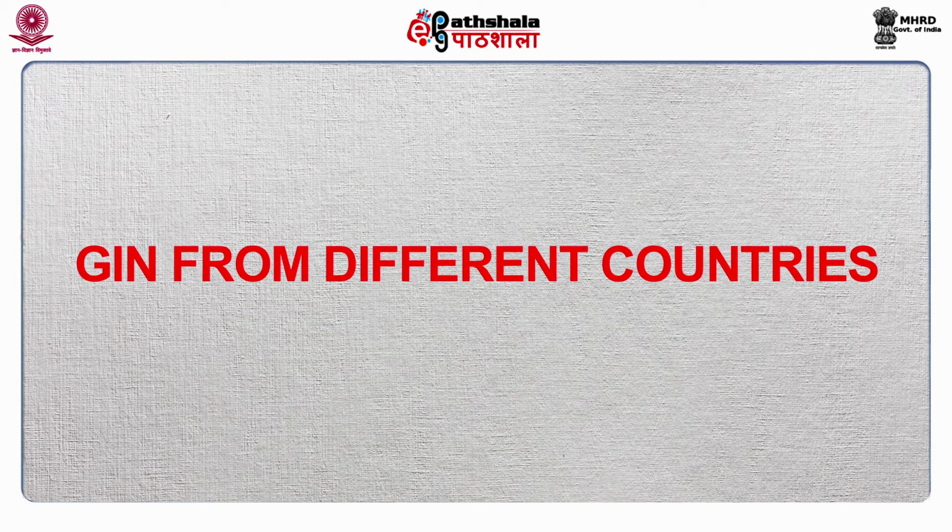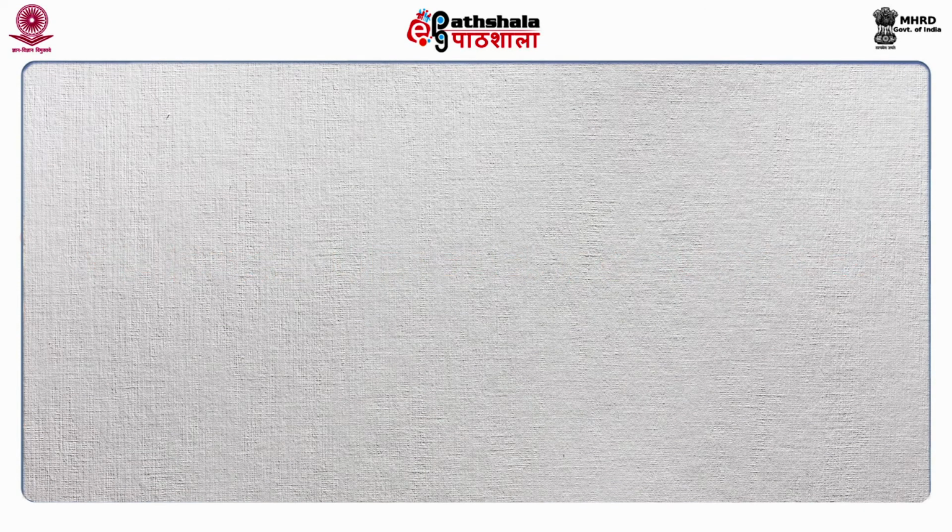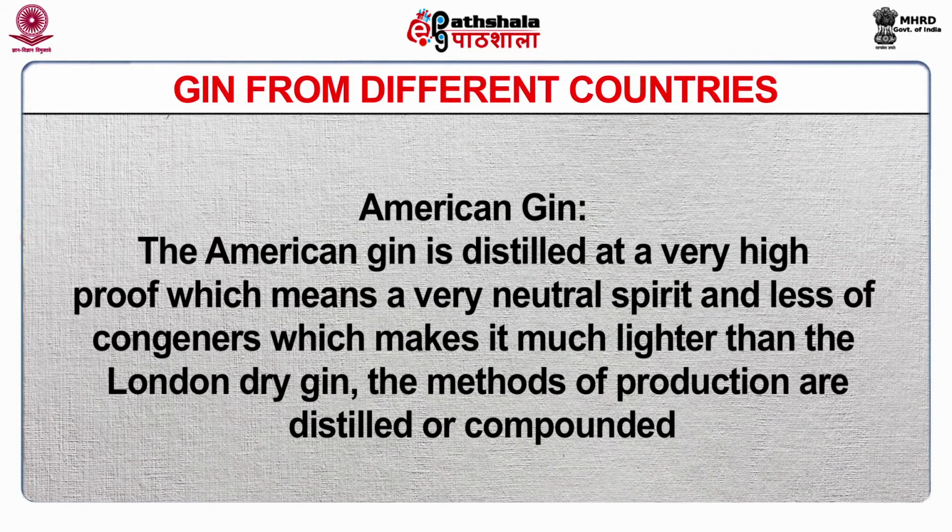That is gin from different countries. First one is American gin. The American gin is distilled at a very high proof, which means a very neutral spirit and fewer congeners, which makes it much lighter than the London dry gin. The methods of production are distilled or compounded.